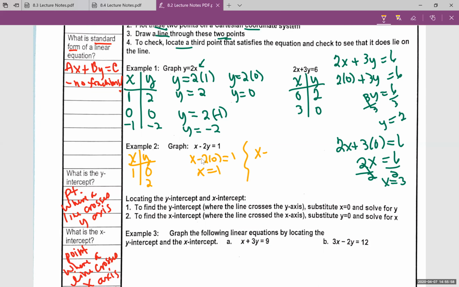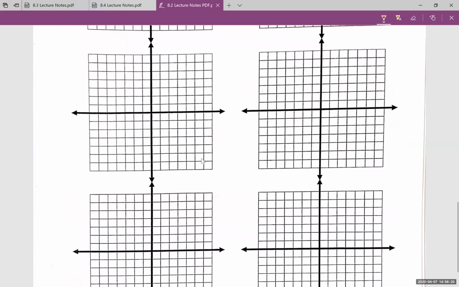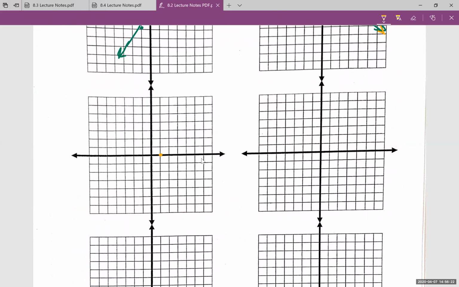So I have x minus 2 times 2 equals 1. X minus 4 equals 1. Plus 4, x equals 5. Okay, so now we have an x minus 2y equals 1, and we have our 2 points, 1, 0, and 5, 2. So 1, 0, 1, 2, 3, 4, 5, up 2. I can draw my line, and that was for the graph x minus 2y equals 1.